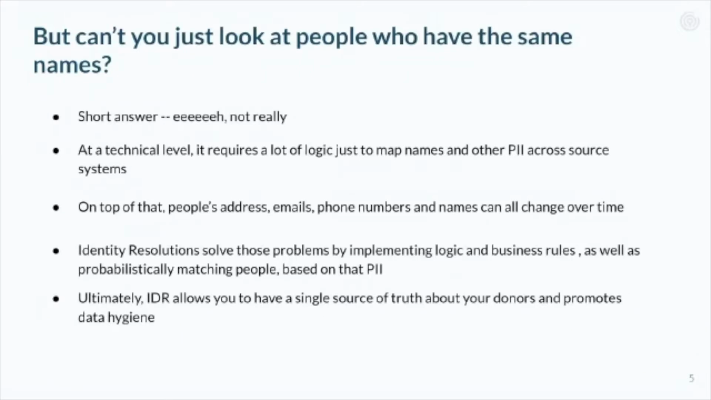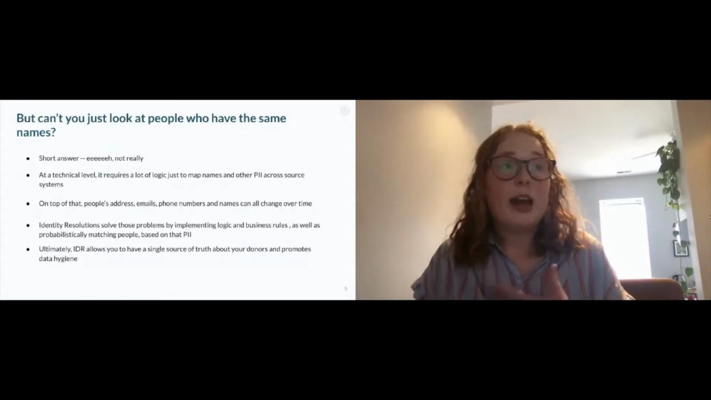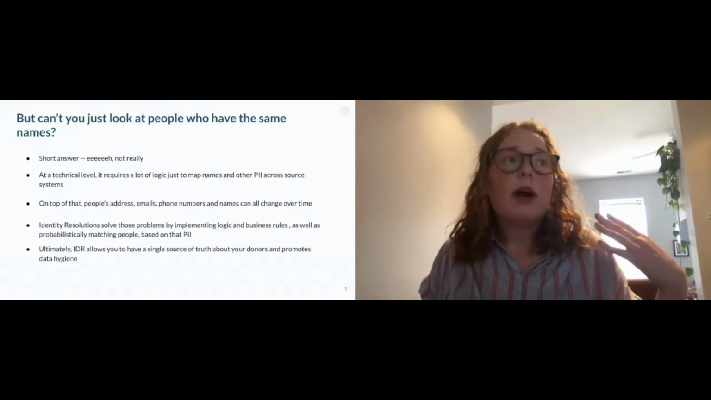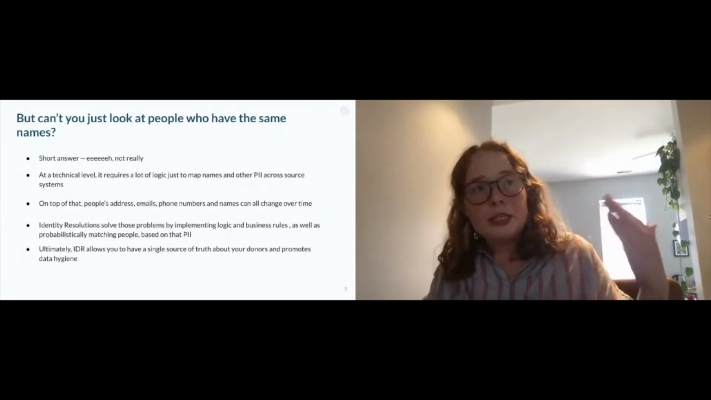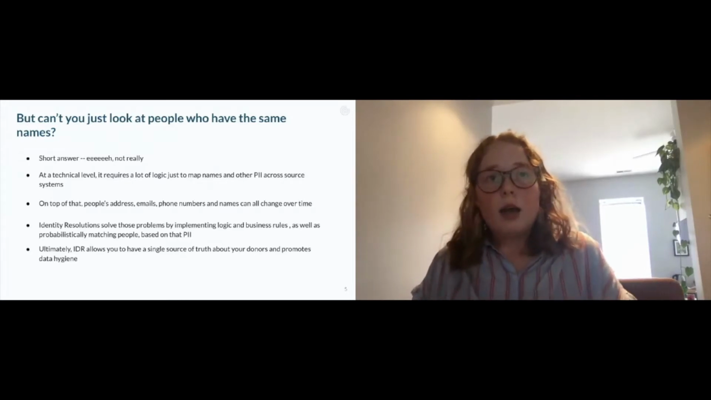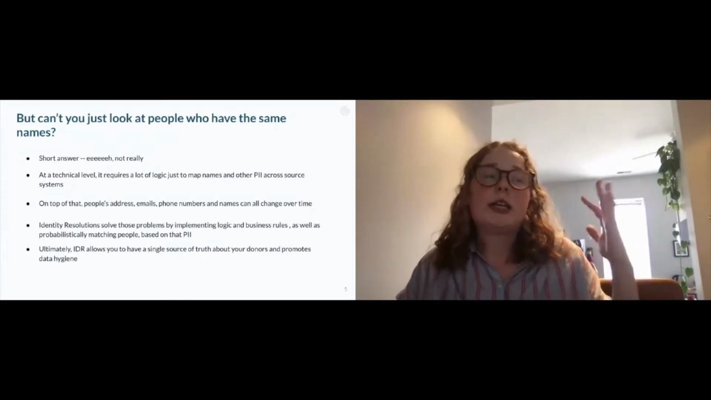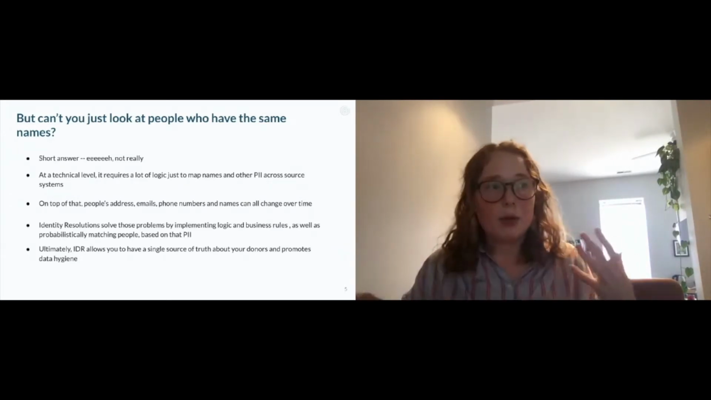At a technical level, it's a lot of logic just to take your existing data and say, this person in Salesforce is this person in Mobile Commons. You have to map out a lot of business rules. And then, like I talked about before, that information can actually change over time. So identity resolution at a super high level solves these problems by implementing some logic and business rules to map out what makes sense for choosing that PII, but under the hood, it's going to do some probabilistic matching to say who we're pretty confident is the same person.